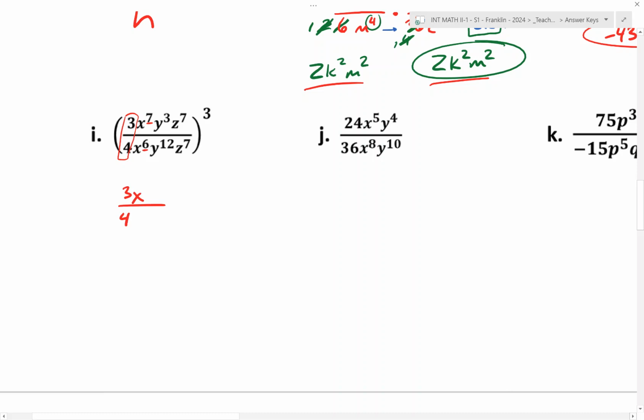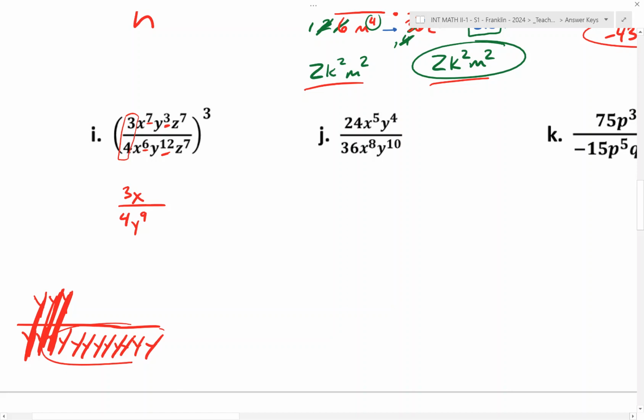For y, now see the 12 was on the bottom. So 3 minus 12, that's negative 9. So we know that that 9, y to the 9th, is going to go on the bottom. You can also remember that 3, 4, 5, 6. What is happening is 3 of these y's cancel out from the top, and you're left with 9 on the bottom.